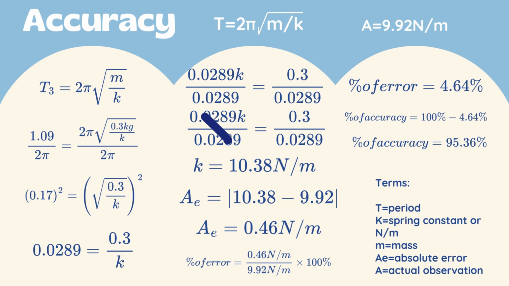Then for our third period and our third mass, it's already given using the formula. The spring constant is 10.38 n over m. Our absolute error is 0.46 n over m. Percent of error is 4.64%, and our percent of accuracy is 95.36%.